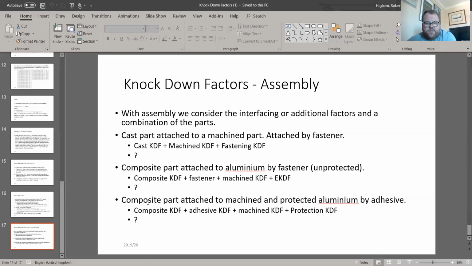Another example then, so a composite part attached to a machined and protected aluminium by adhesive. So the same knockdown factor for the composite, the same for the machined, but actually this protection, this adhesive and the protection means that that environmental factor, which might have been 20%, might have been 10%, that can be reduced significantly. Do we have high confidence in adhesive versus fasteners? Probably not. So then that would then actually make that worse, or make those 2 versions an equivalent. Hopefully that makes sense.